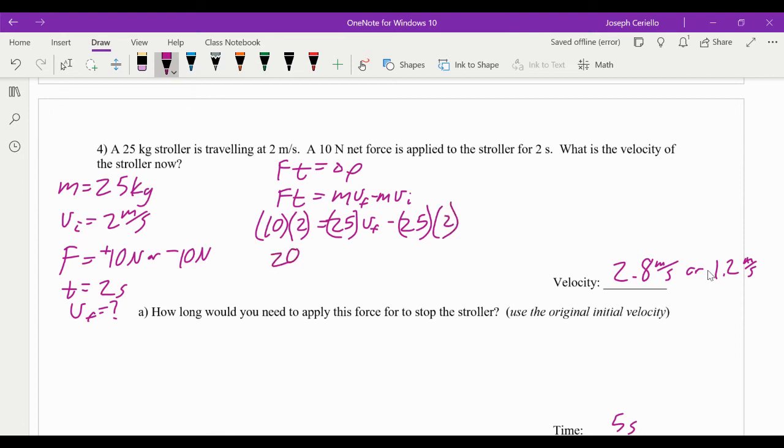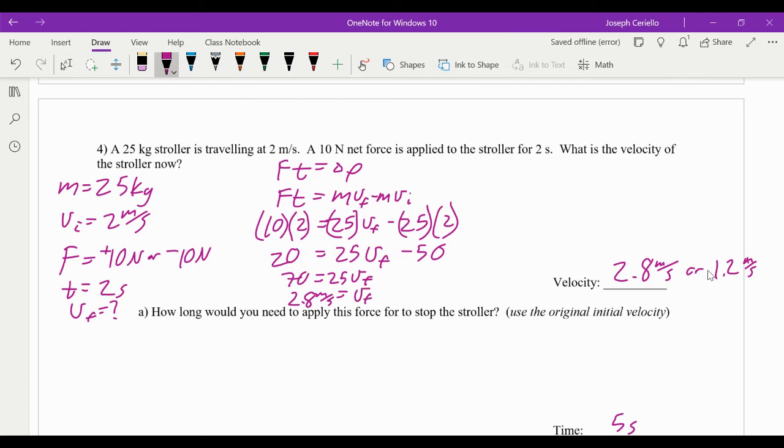So let's see, we have 20 here. 25 V final minus 50. All right, so now I'm going to add 50 to both sides. So I got 70 equals 25 V final. And we should get about 2.8 meters per second is the final velocity. That makes sense because it's a positive force, it's speeding it up.